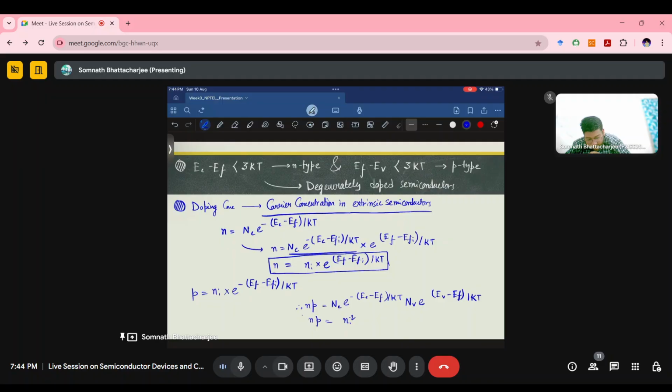So for intrinsic semiconductors and also for extrinsic semiconductors, we get np equals ni squared. That is, the product of the concentration of holes and the concentration of electrons is equal to the intrinsic carrier concentration squared.